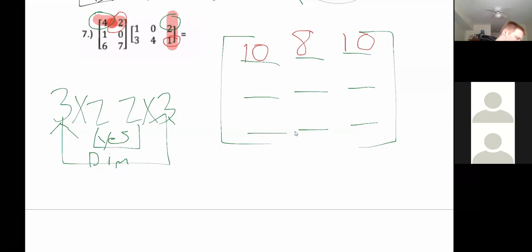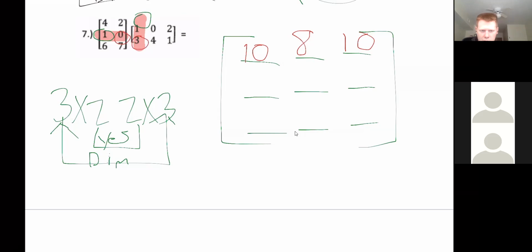So now we're done with the first row because we took it times every column. We don't have any more columns to look at, so we're done with it. Now we're going to repeat the process, but we're going to look at the middle row. So we'll start with the first column. You'll do the first number times the first number plus the second number times the second number.